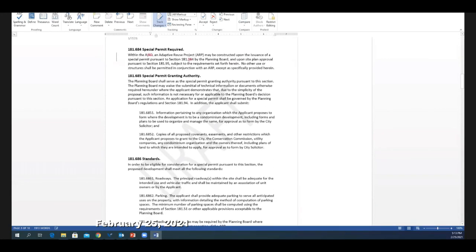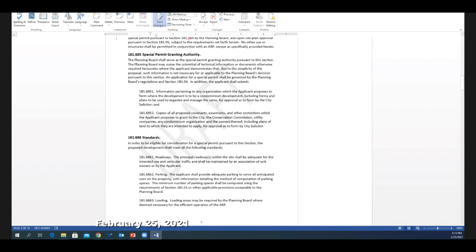I guess going forward, it just mentions that if you use it, a special permit is required from the planning board. And it further lays out what should be submitted to the planning board in addition to a standard special permit application. For example, if it's a condominium development, any HOA documents for approval, and copies of any covenants, easements, or restrictions that are proposed to be granted to the city, Conservation Commission, utilities, etc.